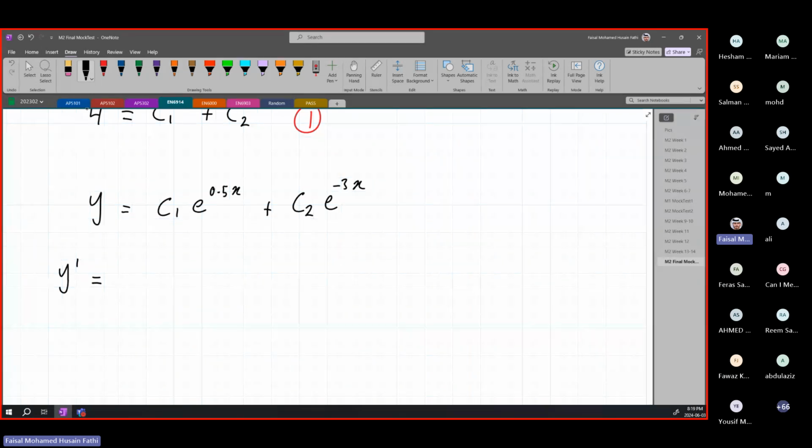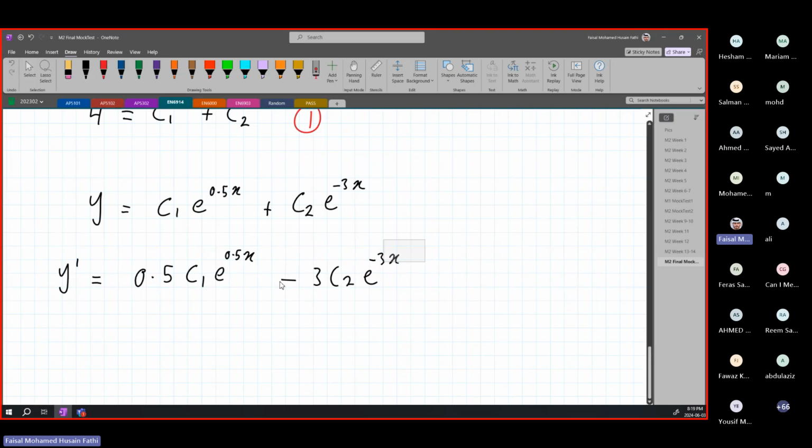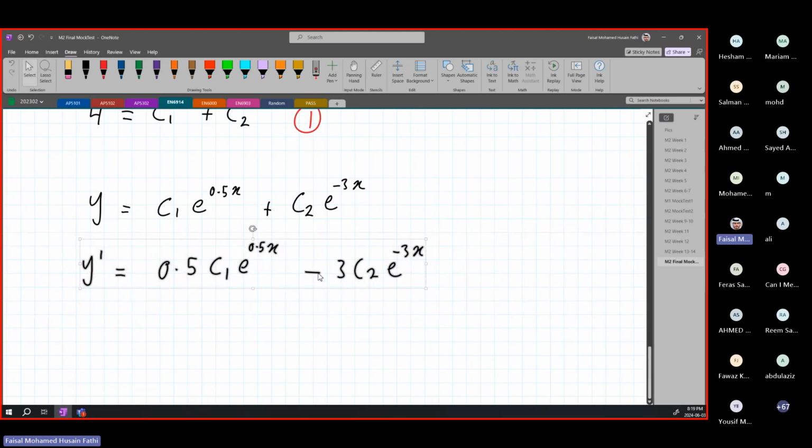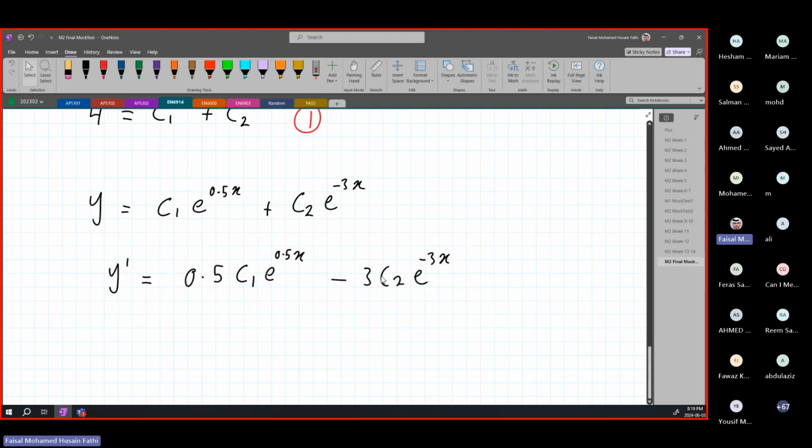Y prime is going to be equal to the differentiation of the first one. Remember, C1 is just a constant. E to the power of 0.5x, so we multiply 0.5 outside. 0.5 C1 e to the power of 0.5x, plus the same thing we do here. From plus, it's actually going to become minus 3 C2 e to the power of minus 3x. We are just doing the differentiation, which you guys should all be familiar with now. So now we have found our differentiated equation.